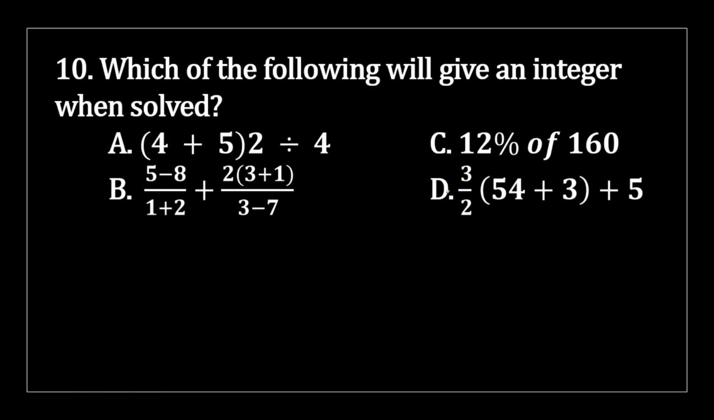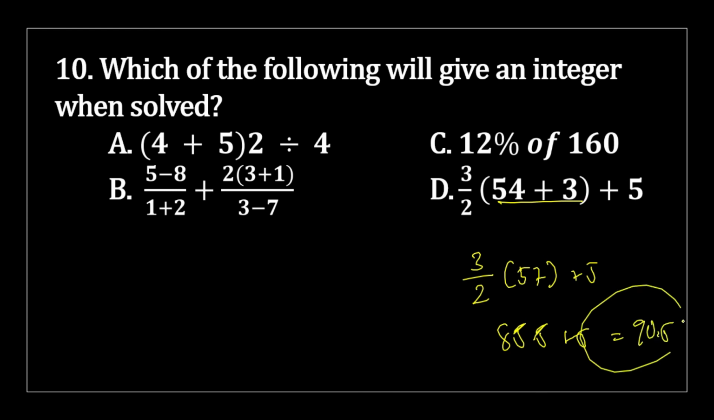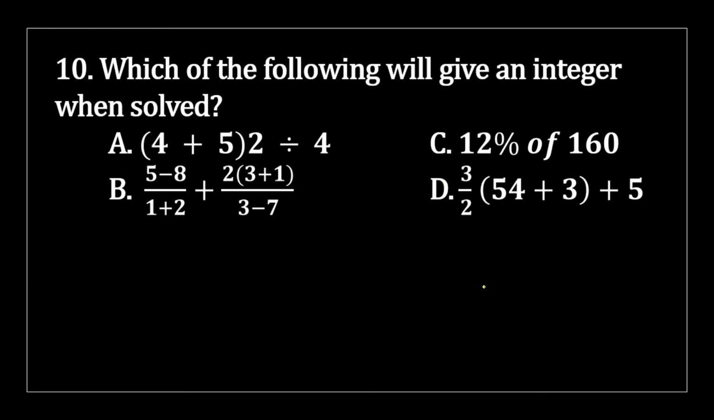On letter D, let's try to solve this first. So 54 plus 3 is 57. So we have 3 halves of 57 plus 5. So 3 halves of 57 is 85.5 plus 5. So that is 90.5. So therefore this is not an integer. So the answer is letter B.